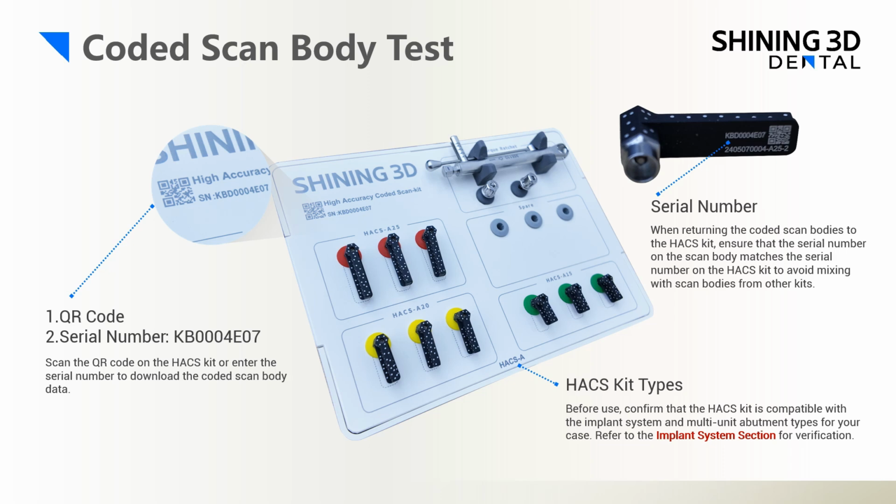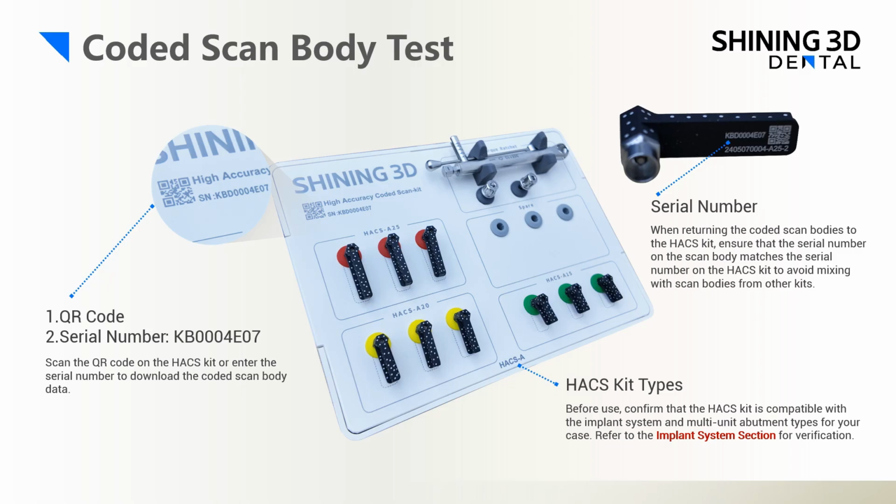There is some important information on the box. The high accuracy coded scan body kit type is labeled at the bottom part of the box. Before you use it, confirm that the high accuracy coded scan body kit is compatible with the implant system and multi-unit abutment types for your case. You can go back to the previous chapter for a further check of the implant system of your case.